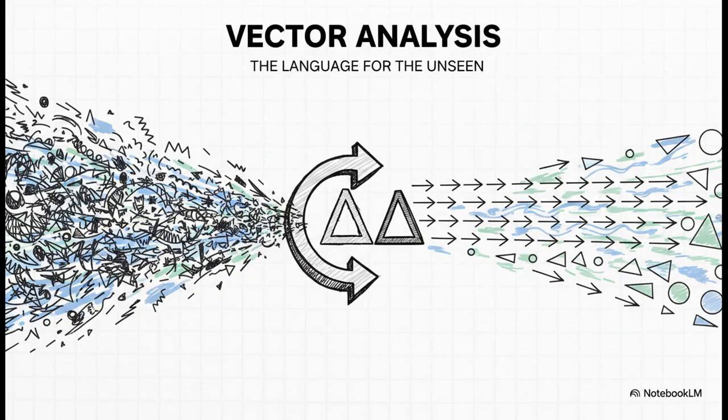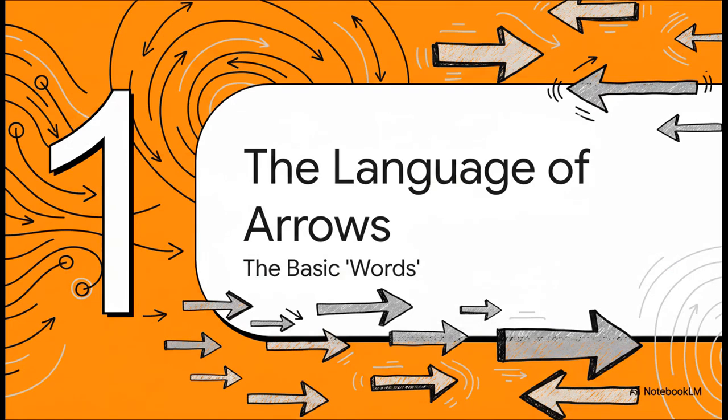Well, the answer is this really beautiful and powerful framework called vector analysis. You can think of it as the language we use to give shape and form and substance to all the unseen forces around us. And right now, we're going to learn its basic alphabet and grammar. Okay, so every language needs to start with some basic words.